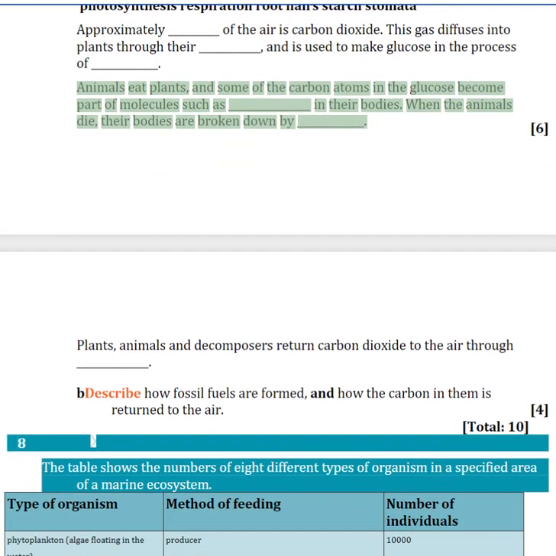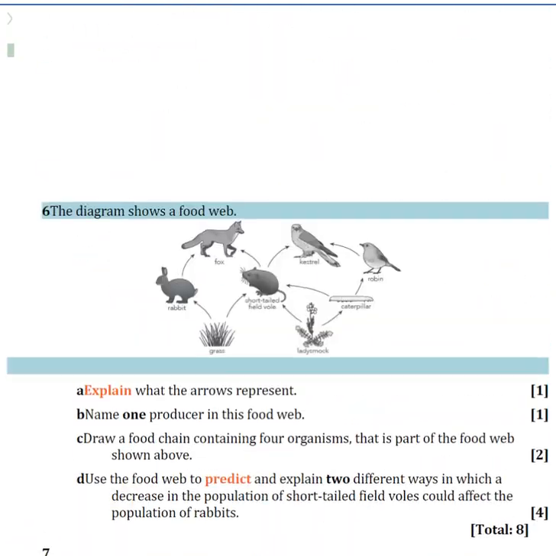Animals eat plants and some of the carbon atoms in the glucose become part of molecules such as ___ in their bodies. When the animals die, their bodies are broken down by ___.